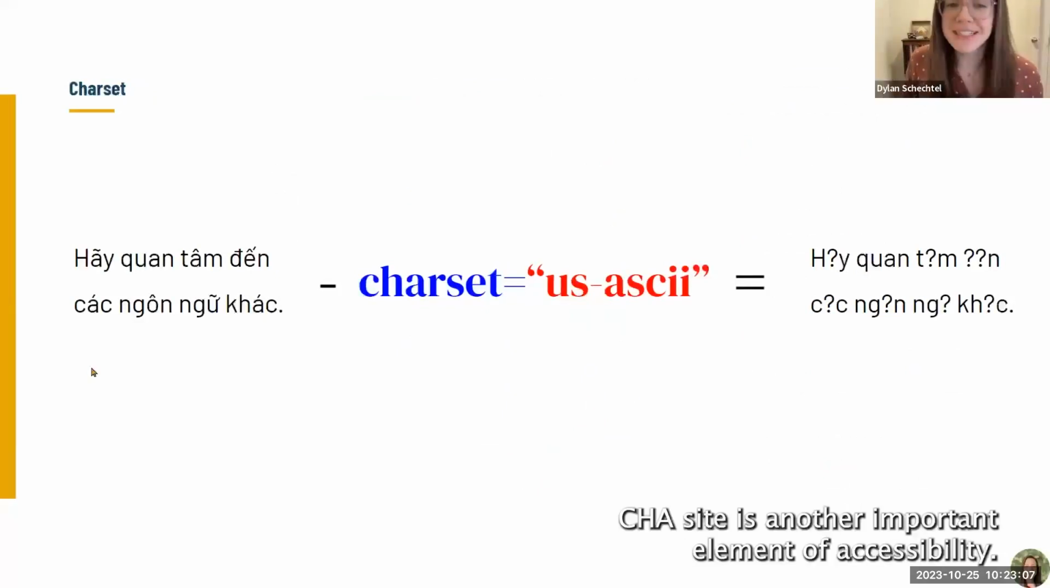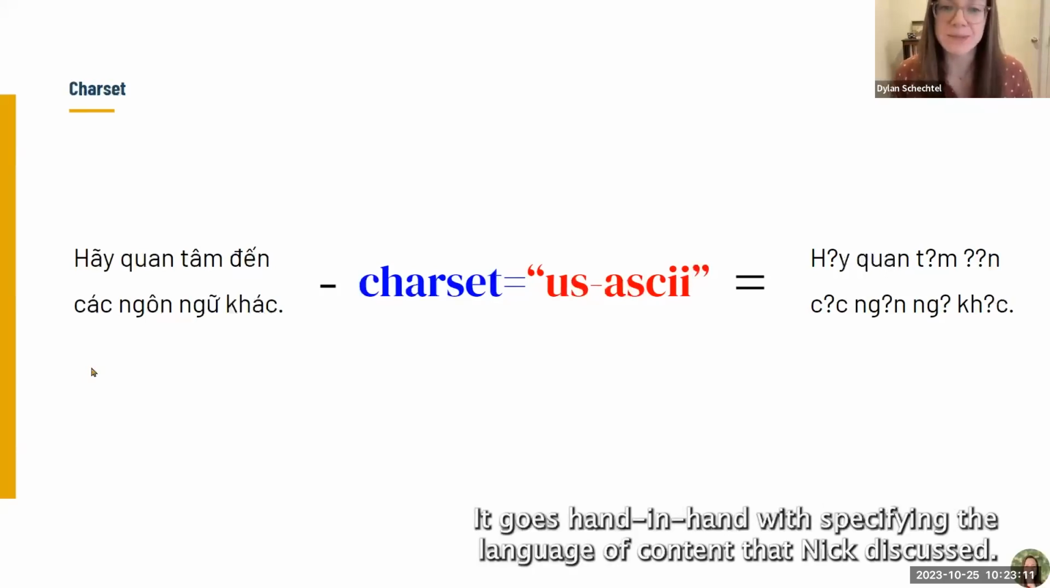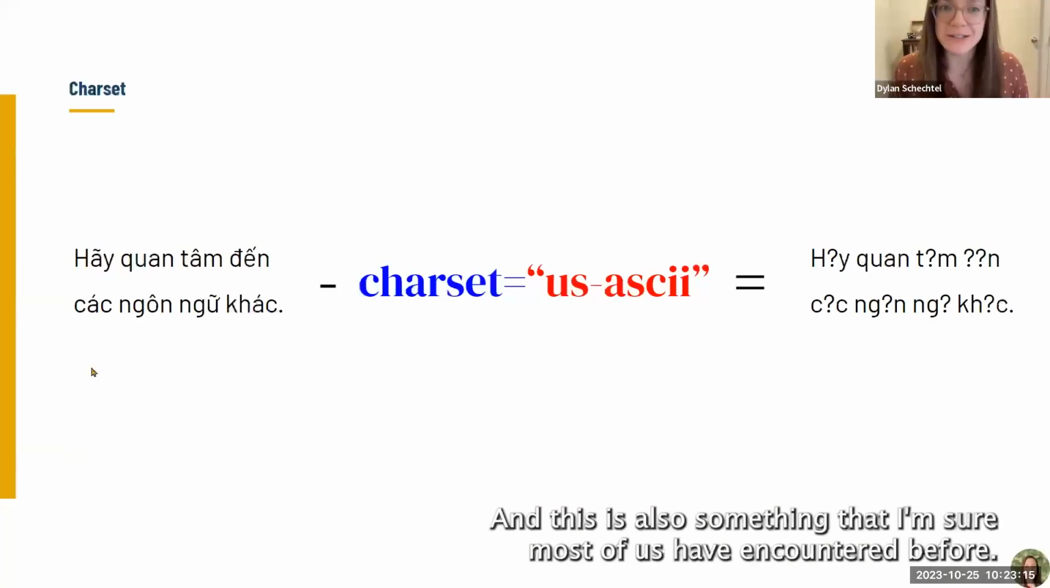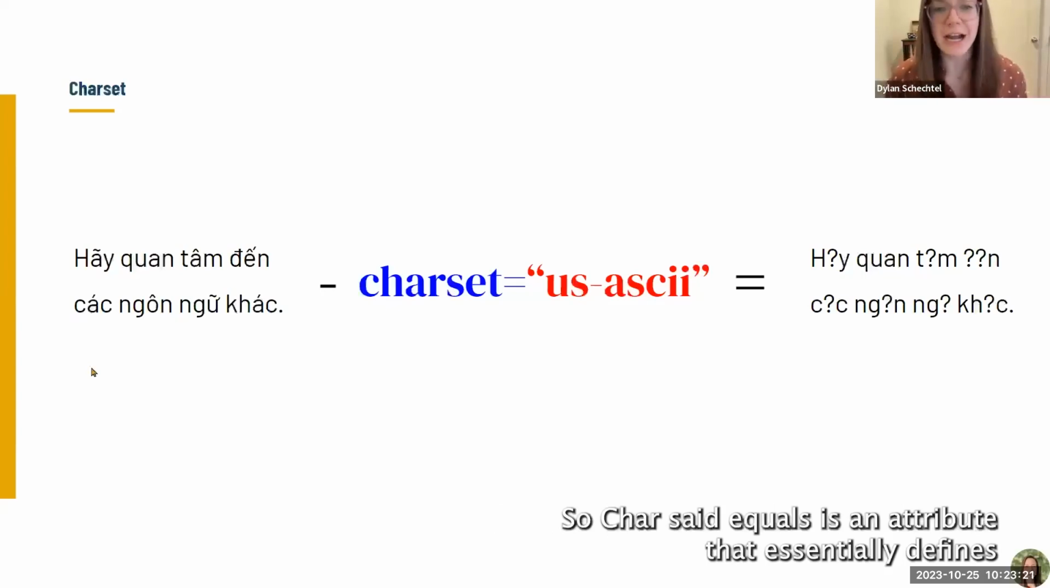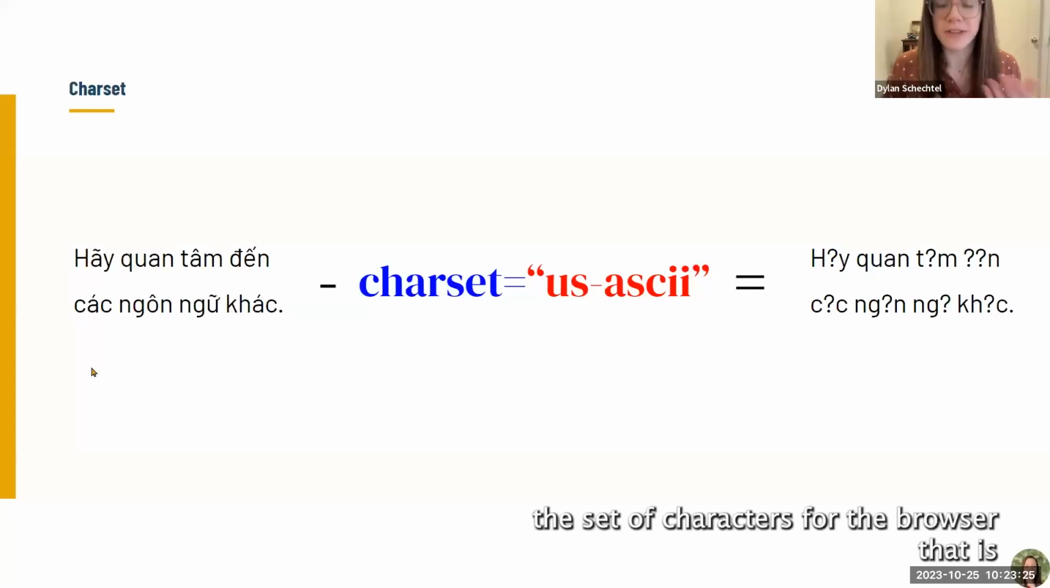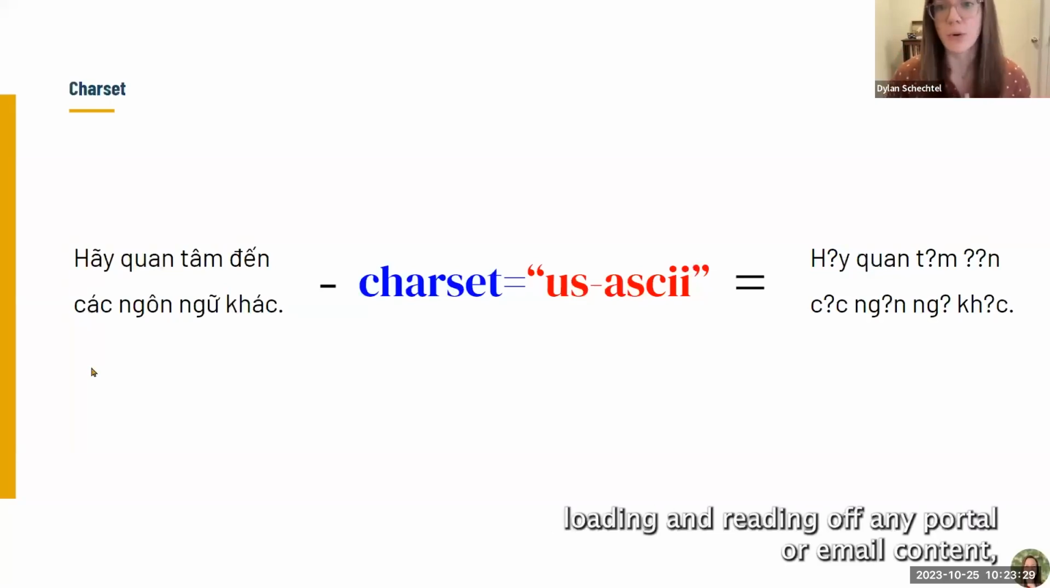Okay, so char set is another important element of accessibility. It goes hand in hand with specifying the language of content that Nick discussed. And this is also something that I'm sure most of us have encountered before. So charset equals is an attribute that essentially defines the set of characters for the browser that is loading and reading off any portal or email content.